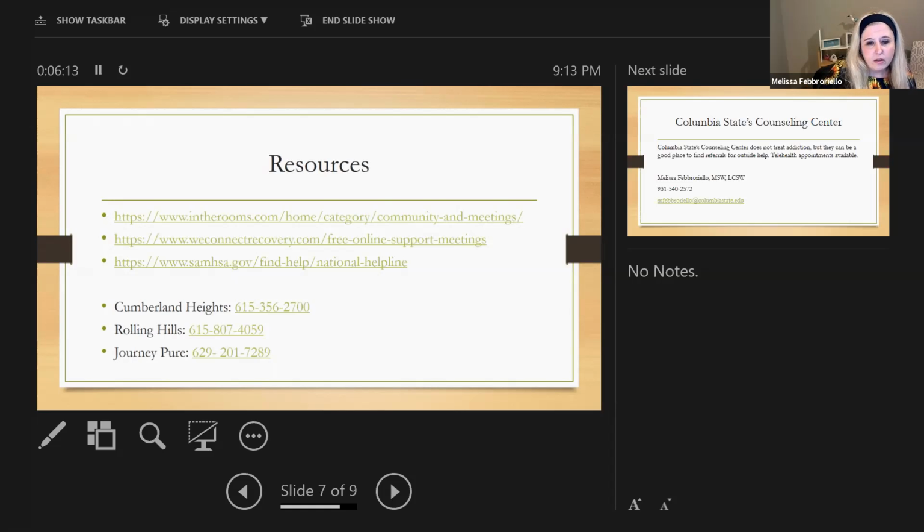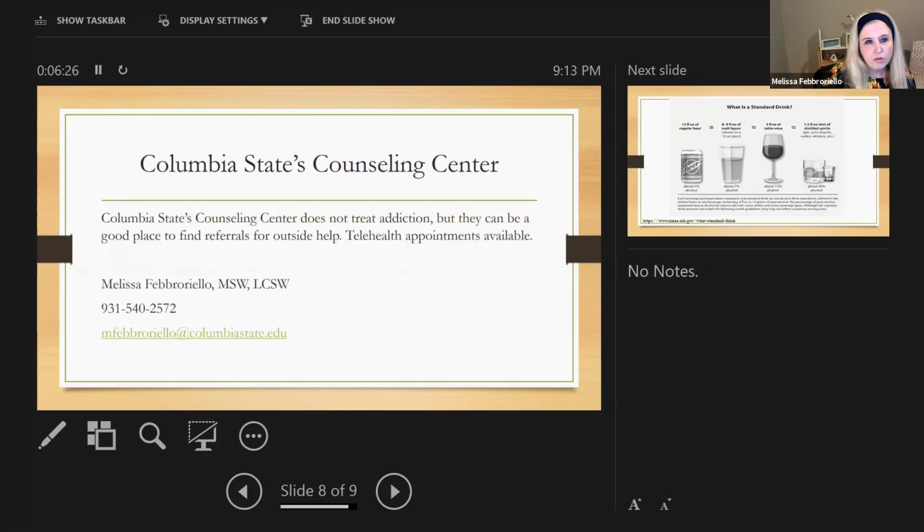And then we also wanted to put some inpatient, outpatient rehab facilities that we have in Tennessee. We have Cumberland Heights, and their number is there. We have Rolling Hills and Journey Pure. And those are just a couple. There are obviously several more, but ones that we've heard of and have seemed to have good results for those we know.